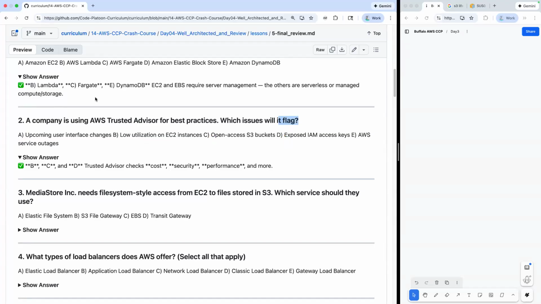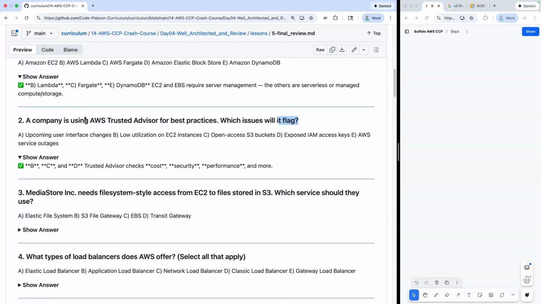And I would just want to point out two things, guys. Upcoming user interface changes. Who changes the user interface? The customer, right? This has nothing to do with AWS. So Trusted Advisor is not going to do it. AWS service outages. If a service is down, the Trusted Advisor is not going to tell us about it. And Tony, my guess is you would have identified, if you had known this was a multiple choice, that identifying security issues would make sense for a Trusted Advisor tool to do. Good job, man, and thank you.